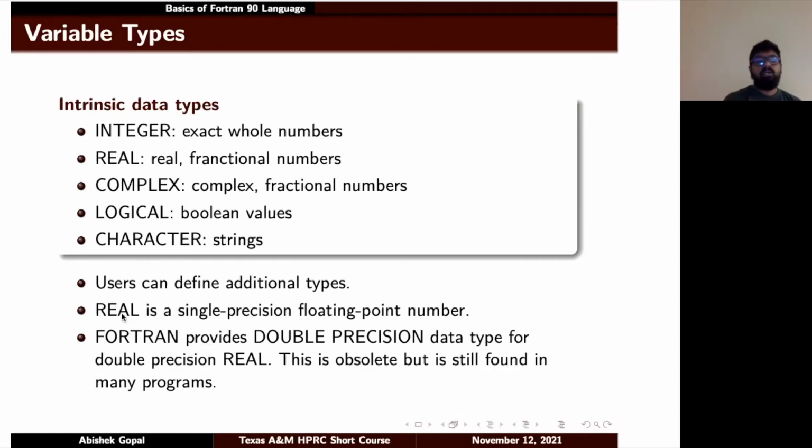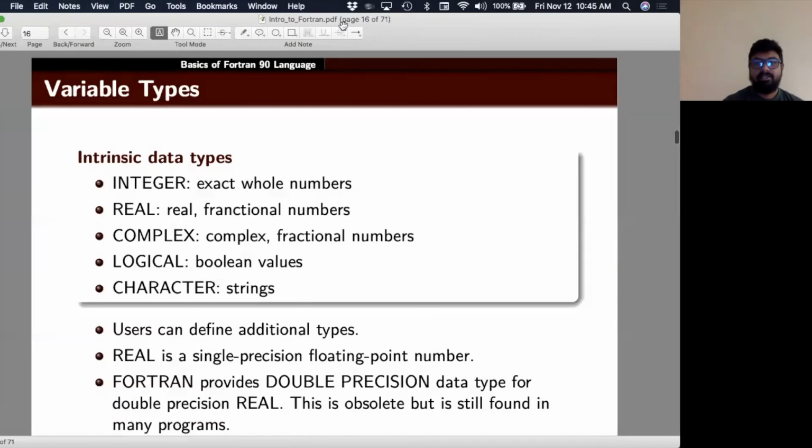So real is the single precision floating point number. At this point, you may have a question about why we have integer and real. Why can't we just have real and skip integers? Aren't integers a subset of real? Well, the reasons for them are manifold.